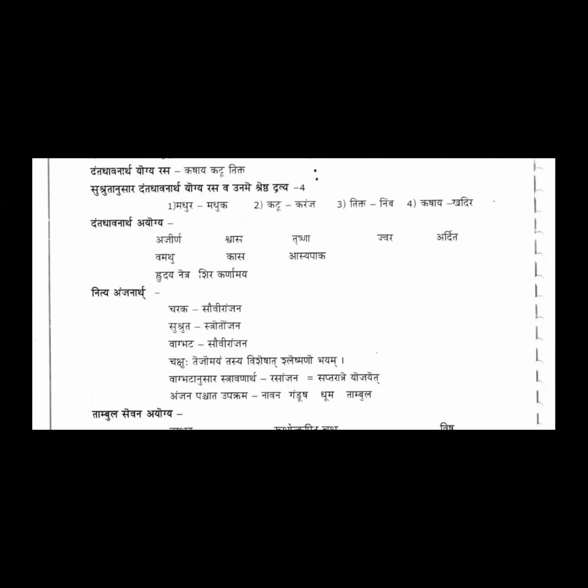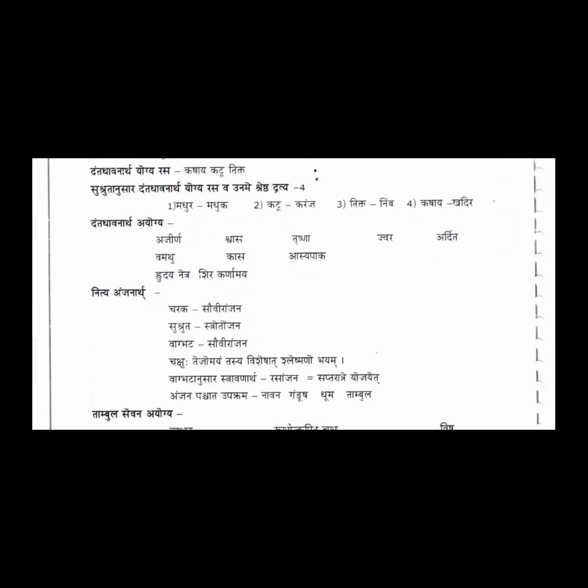In all GI disorders, or in all Urdhva Jatrugata diseases, Dantadavana is said to be contraindicated. That is Ajirna, Shwasa, Trishna, Jwara, Ardita, Vamathu, Kasa, Asyapaka. And this Dantadavana, I think in 2019, there was one question related to the contraindication of Dantadavana. So Ajirna, Shwasa, Trishna, Jwara, Ardita, Vamathu, Kasa, all Urdhva Jatrugata Vikaras.